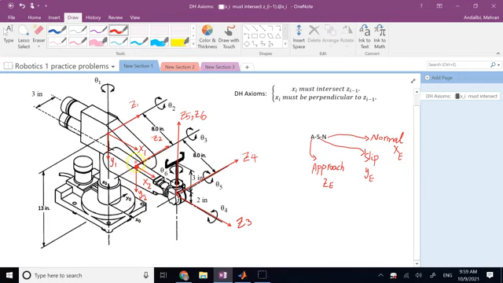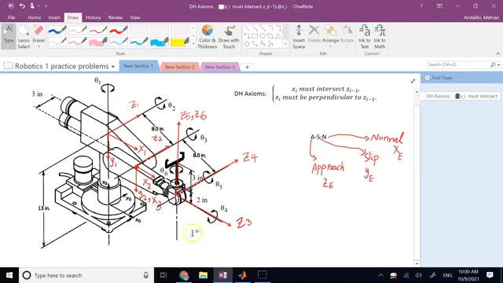Therefore, this origin of 2 should also be origin of 3. There we go. And if that's the case, then x3 has to be perpendicular to z2 and z3, so it has to be aligned with y2, either upward or downward, but the same line. So I select it to be the same as y2, so I call it x number 3, right?